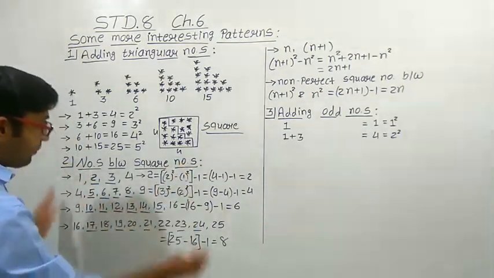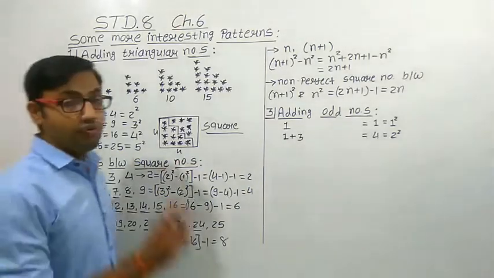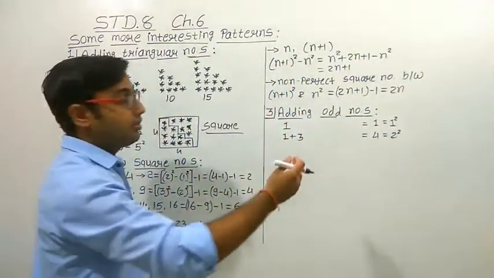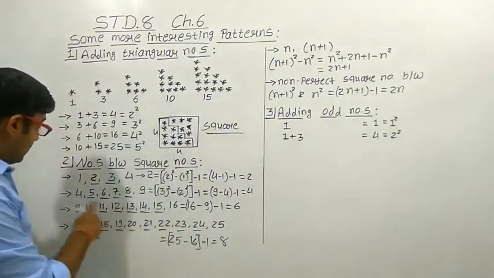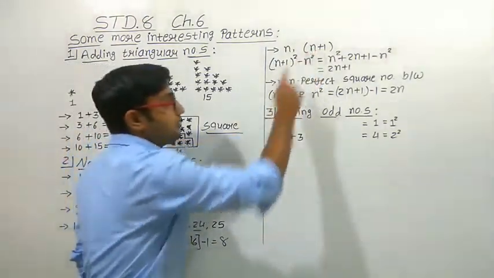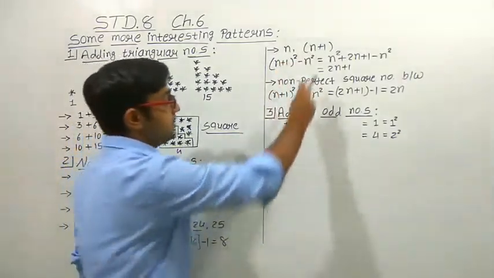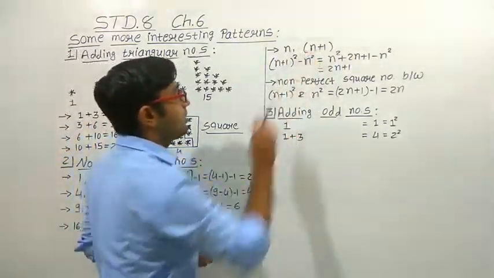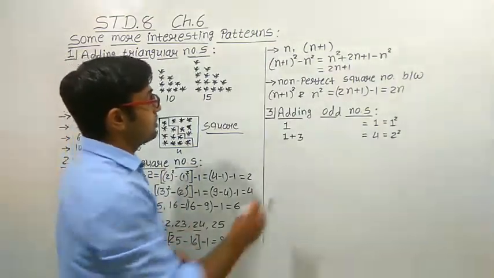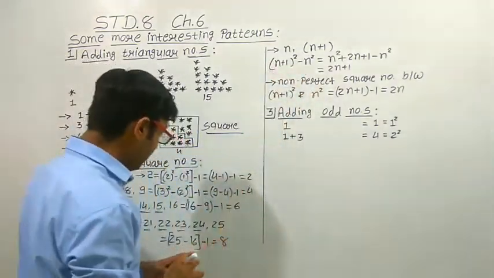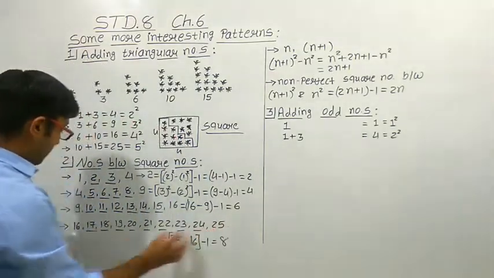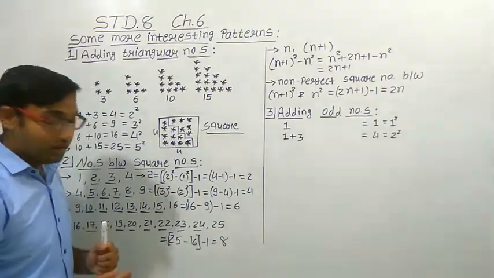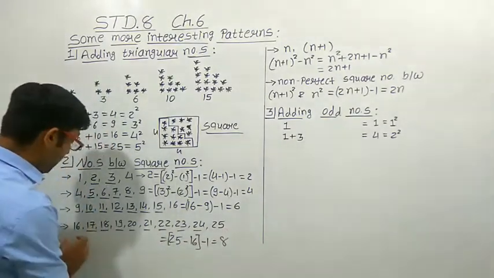So in general, if we want to represent this situation, let us consider one number, that is n, and one more number which is the next number, that is n plus 1. Like if we take 2, then this number will be 3. If we take n as 3, then this number is 3 plus 1, 4. So we take the two consecutive numbers n and n plus 1. Now what about if we subtract their squares? Like here we are subtracting 5 square minus 4 square, that is 25 minus 16, because we want to find the non-perfect square numbers between 16 and 25.